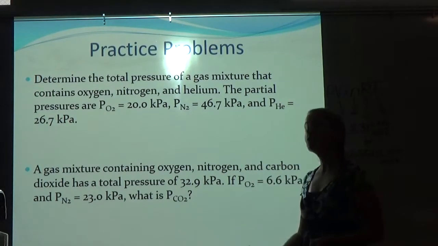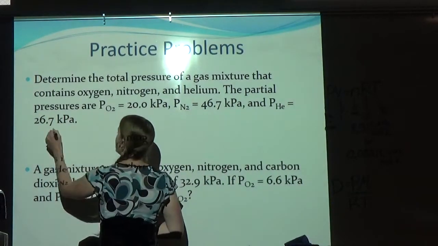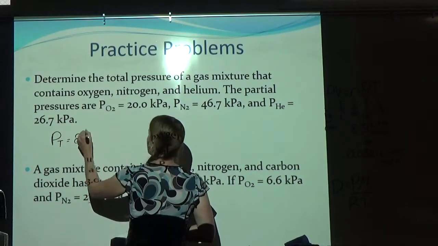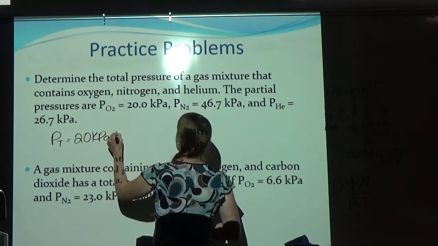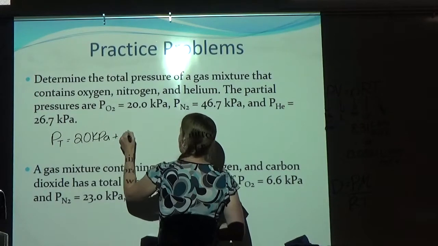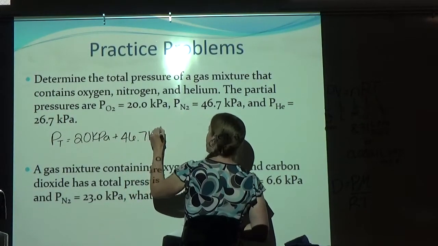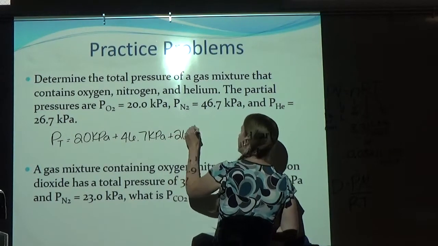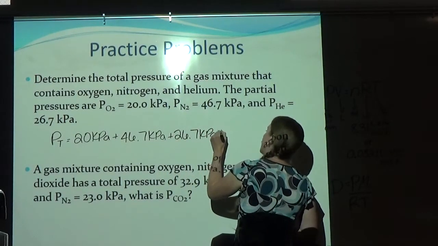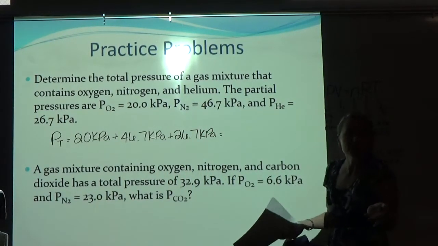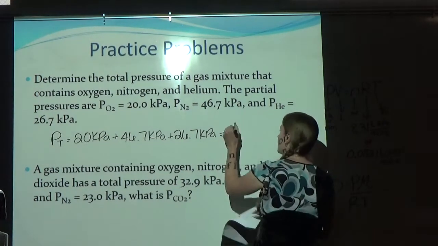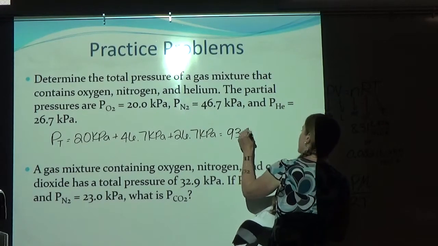So if I'm looking for the total, all I need to do is just add up the partial pressures. Okay, so here's the oxygen, 20 kPa. Here's the nitrogen, 46.7 kPa. And then here's my helium, 26.7 kPa. So if I have all the partial pressures and I'm just looking for the total, I just add. So when I add those three numbers, I get 93.4 kPa.